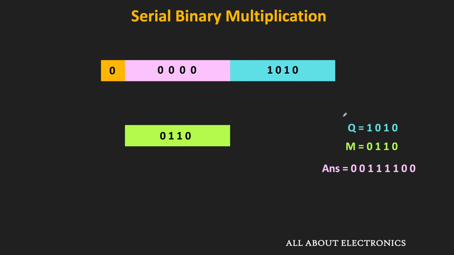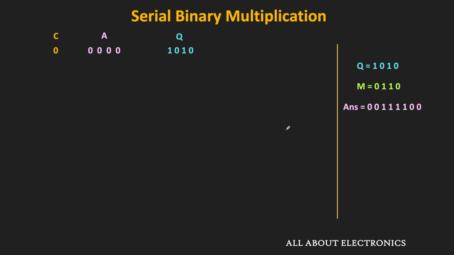So initially, when we start the multiplication, then the C and the A register will be equal to 0. And the value of the multiplier and the multiplicand will be stored in this Q and the M registers respectively. And once that is loaded, then the multiplication process will start. So first, the LSB of the Q register will be checked. So here, since it is 0, the 0 will be added with this A register. And the result of that will be once again stored in this A register. So after the addition, this A will remain 0.